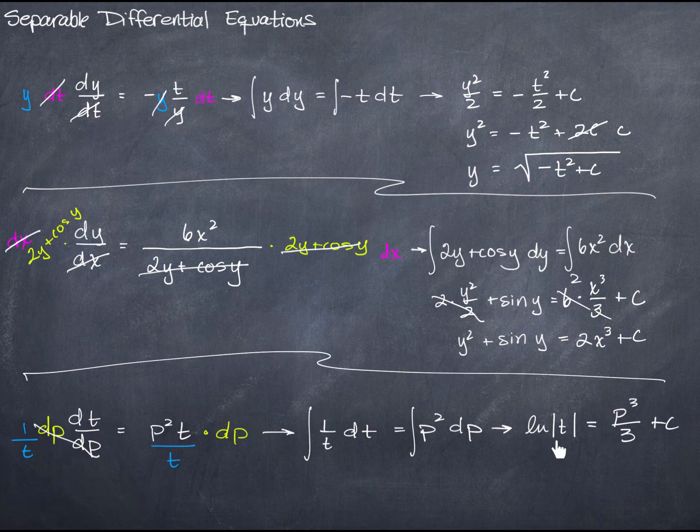Solving for t means exponentiating both sides. So I tend to write this like this. It's kind of cheating, but e to the power of, e to the power of. I've chosen e because I have a natural log here. That's going to give me absolute value of t is equal to e to the power of, I'm going to write this as 1/3 p cubed plus c.